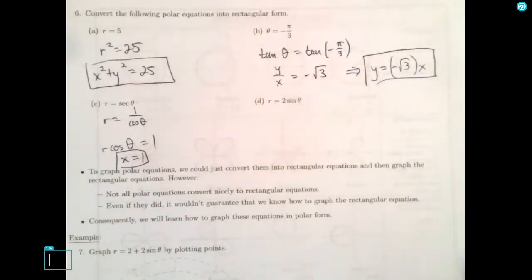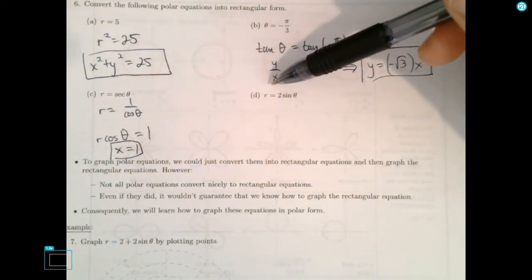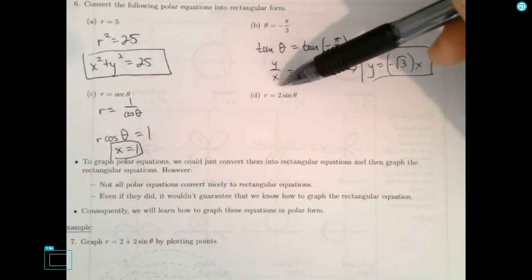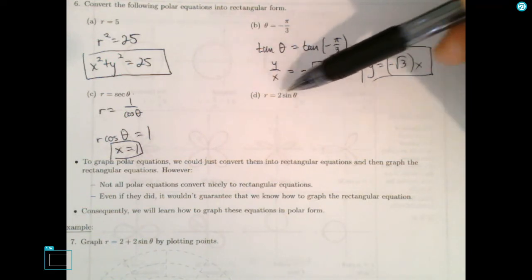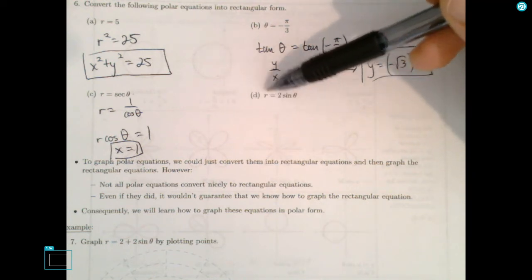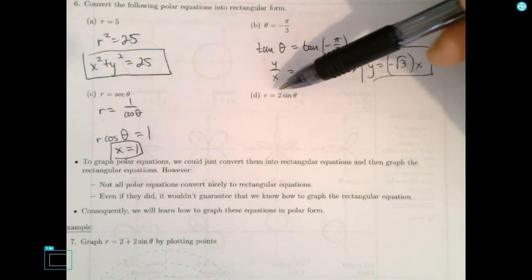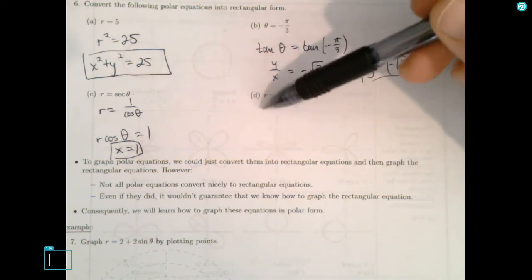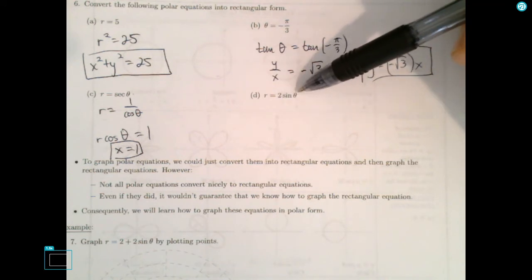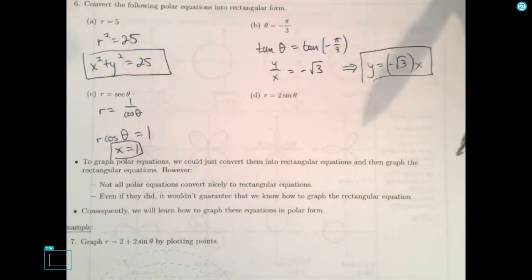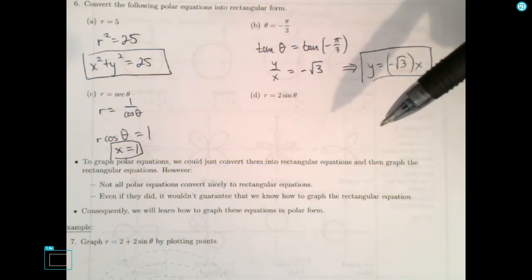What about this one? r equals 2 sine theta. If I multiply both sides by sine theta, I would get r sine theta equals 2 sine squared theta. r sine theta can be replaced with y, but 2 sine squared theta, I'm stuck there. I could square both sides and do r squared, which I could replace with x squared plus y squared, equals 4 sine squared theta. But then I'm still stuck with the 4 sine squared theta. I don't know how to replace that with x and y.